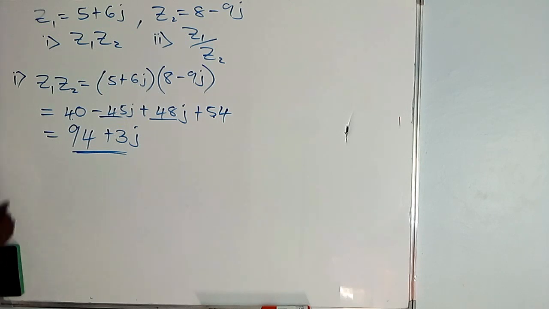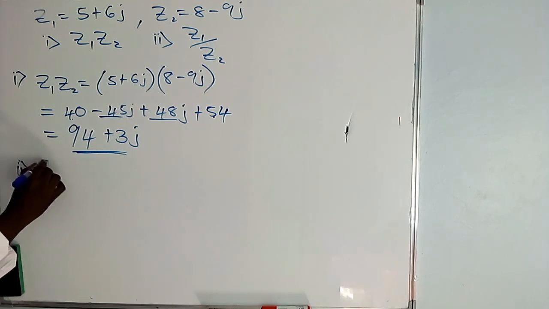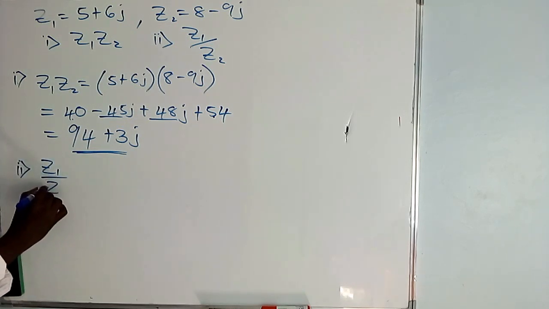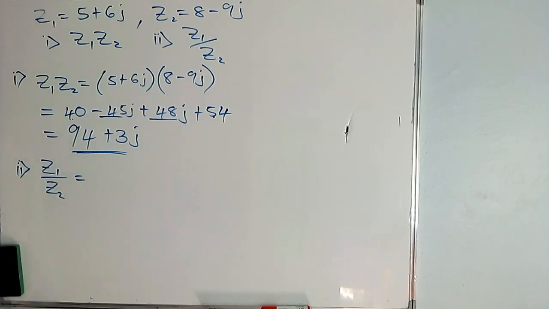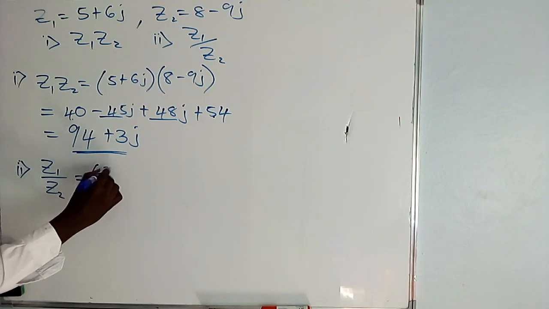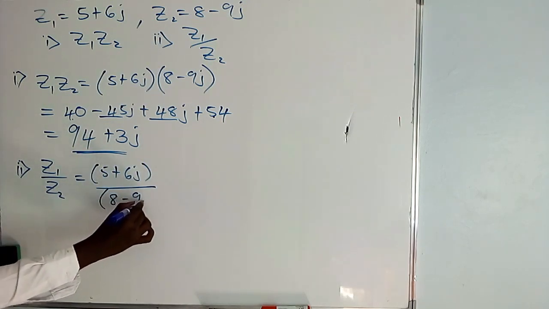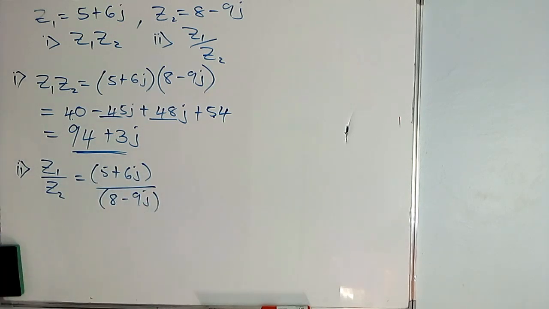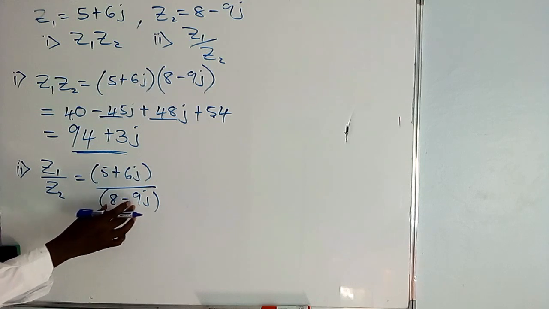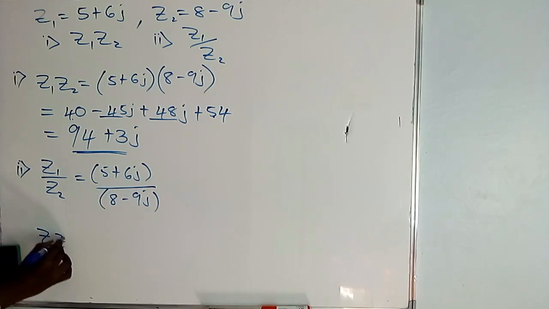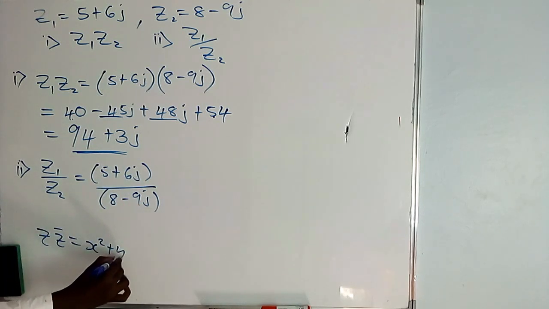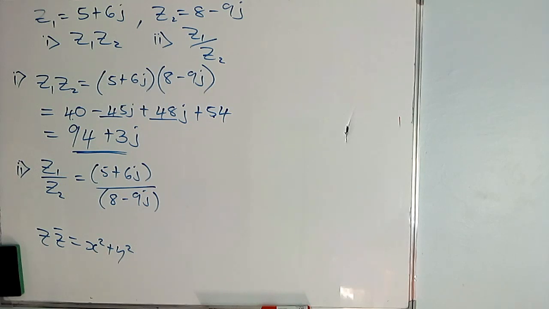You go to part B, you've been told to determine z1 over z2. So substitute the values: z1 is 5 plus 6j over z2 is 8 minus 9j. So complex conjugate. If you have a complex number z times its conjugate, you are supposed to get x squared plus y squared, isn't it? A complex number times its conjugate gives you x squared plus y squared.